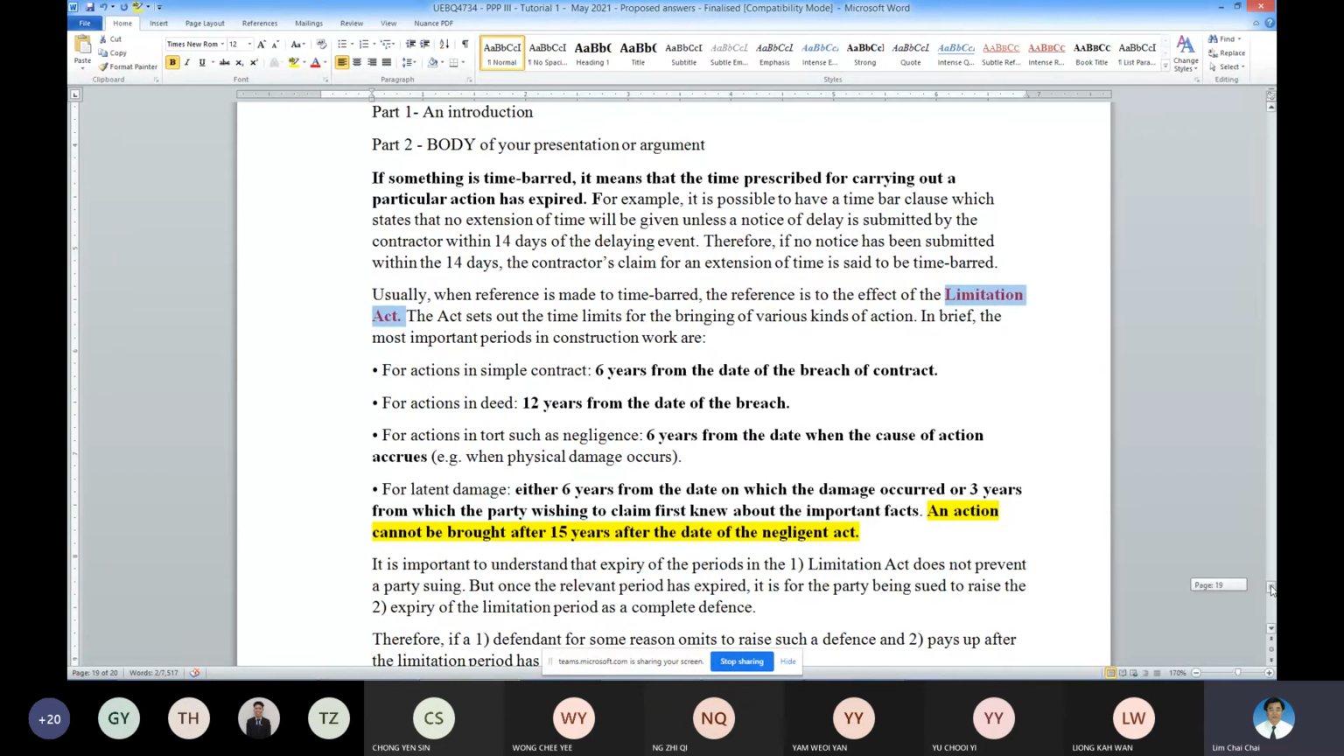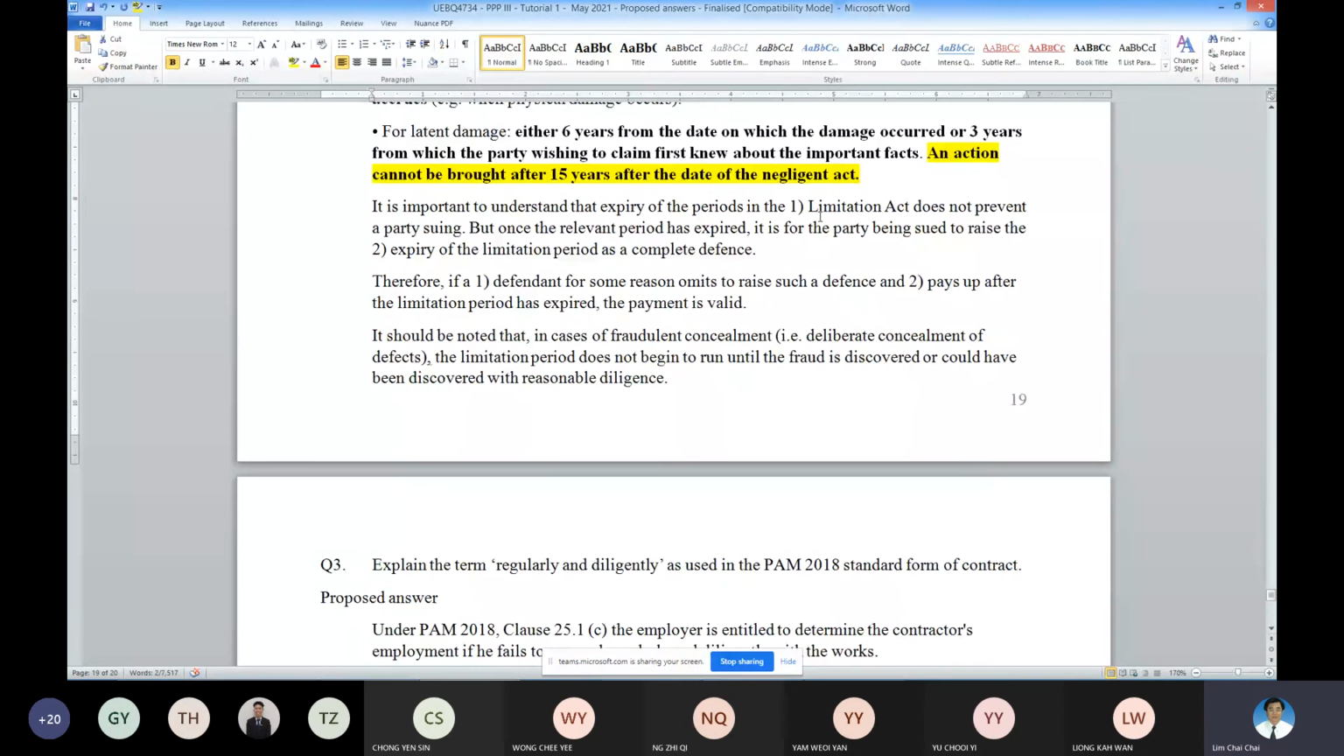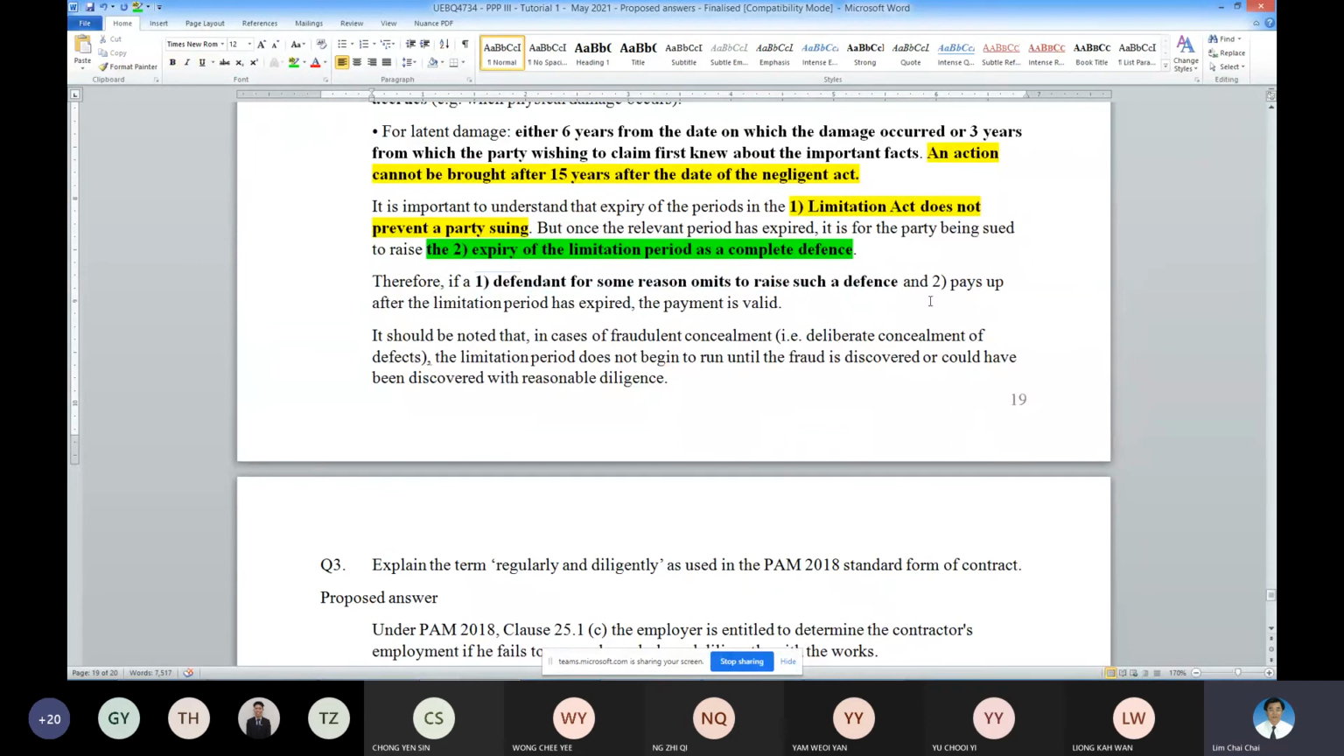So you need to understand that. The time bar prevents you from suing the other party. Expiry of limitation is a complete defense against any claim. Therefore, if you forgot to raise it as a defense in your defense, your rights could be expired. So these are important points for you to look into.